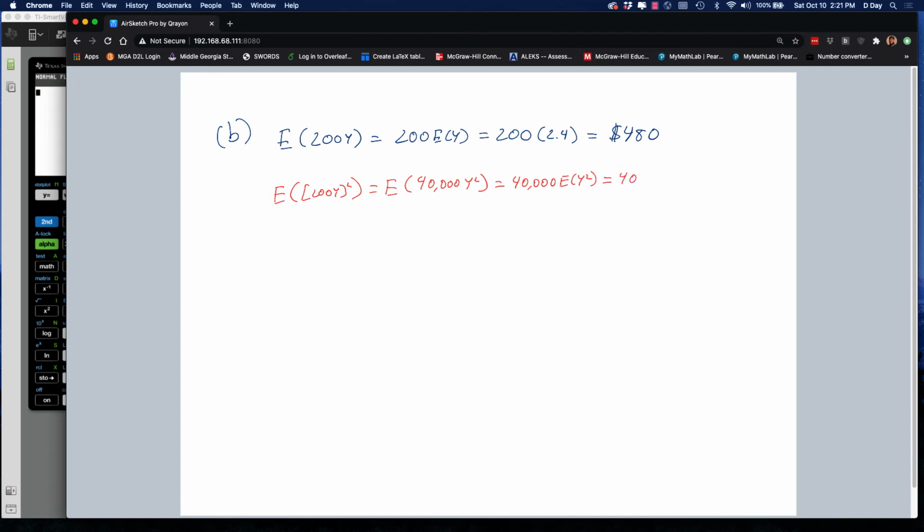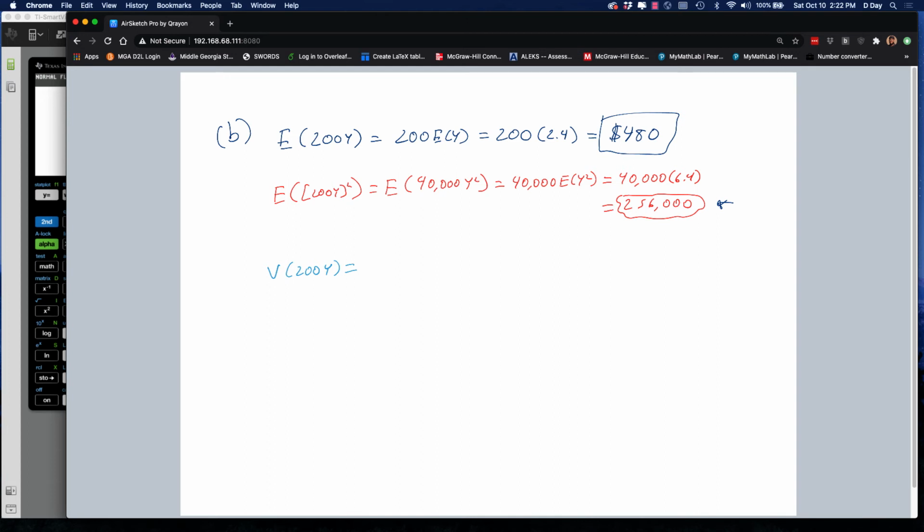And so that's really 40,000. And I believe, if I'm not mistaken, let me look here, yes, the expected value of y squared was 6.4. So the expected value of the weekly cost squared is going to be 256,000. All right, so we're going to need that here in a minute. This we need to get to as a means to our end. So now we need to find the variance of 200y.